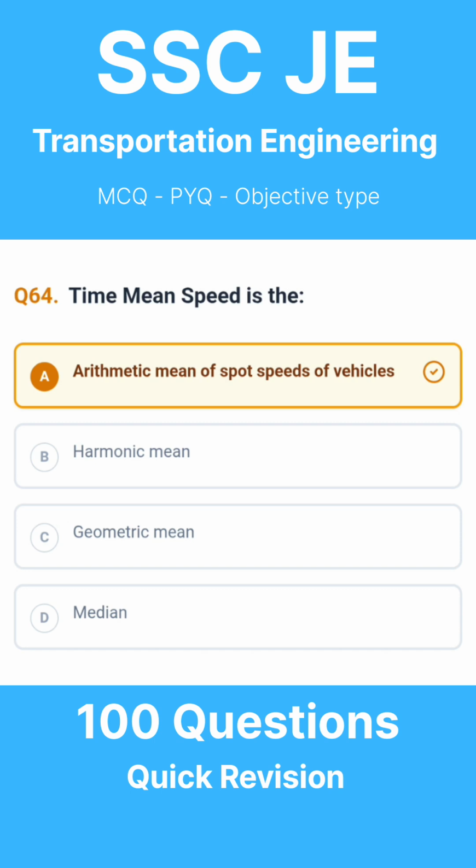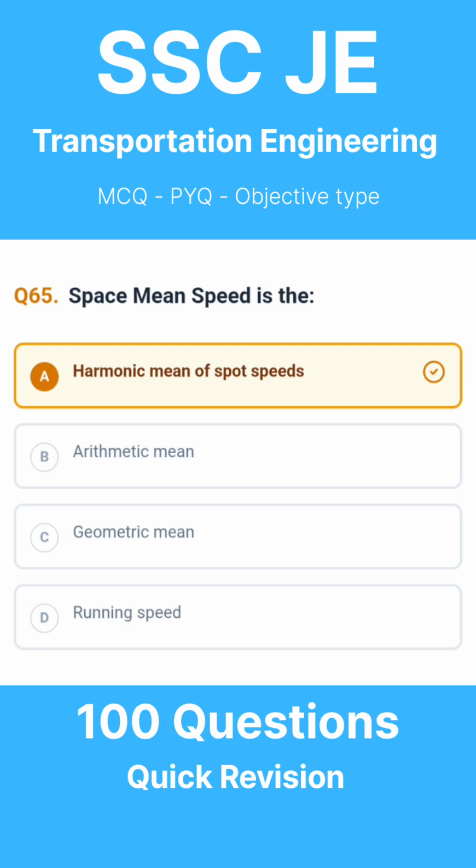Question 64. Time mean speed is the. The correct answer is arithmetic mean of spot speeds of vehicles. Question 65. Space mean speed is the. The correct answer is harmonic mean of spot speeds.